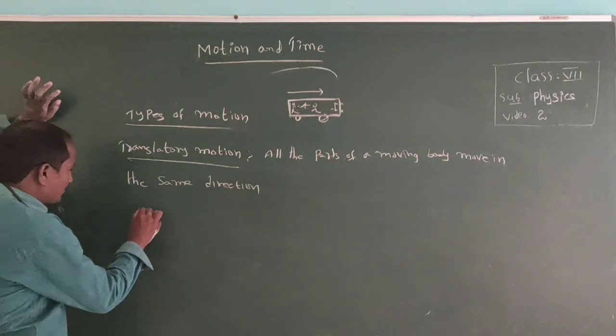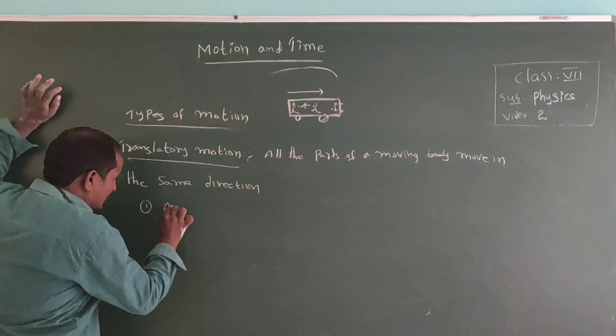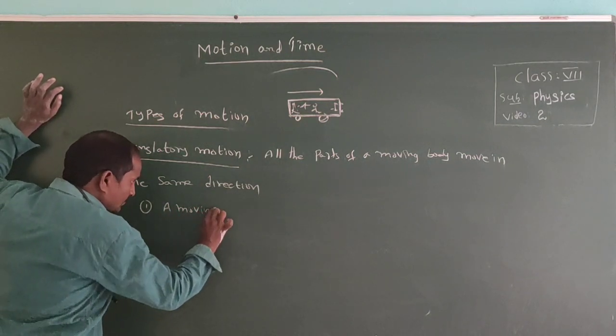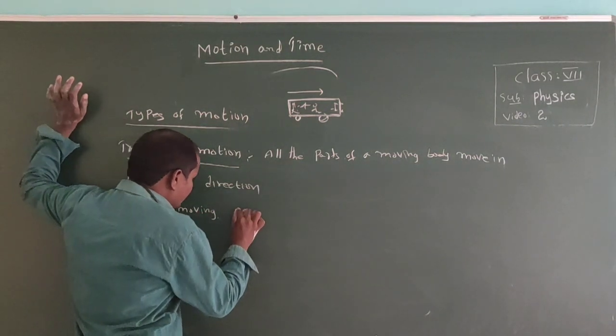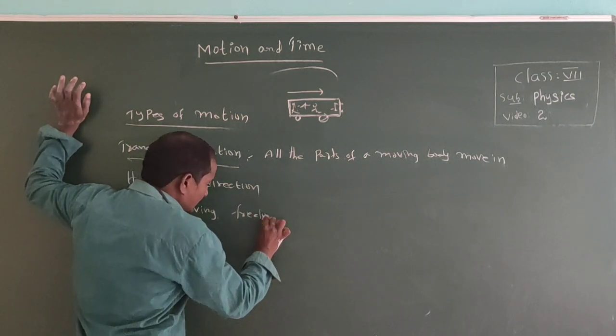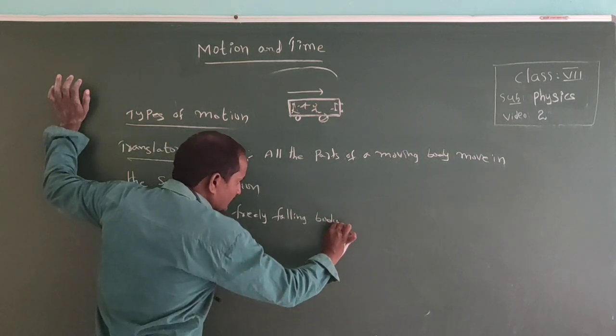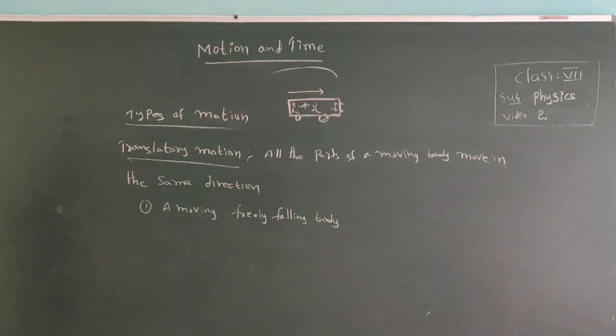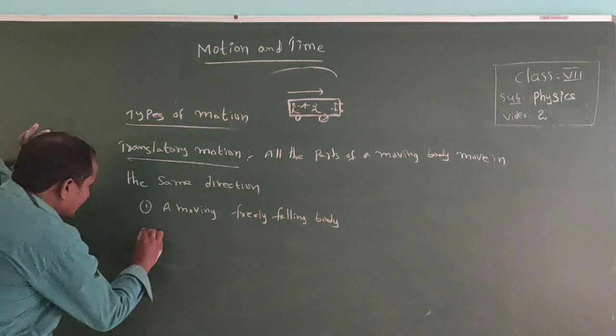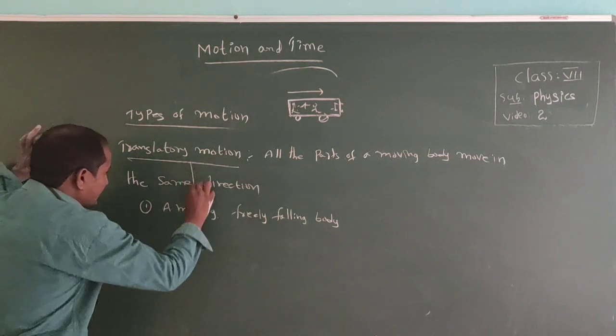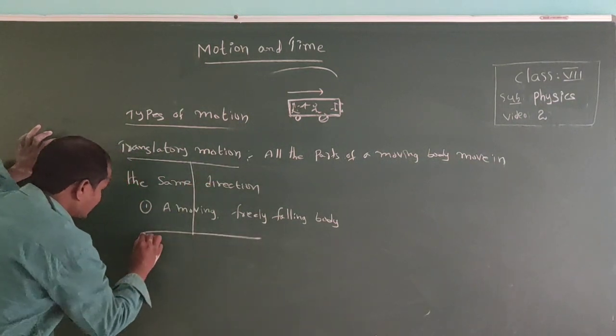For example, a moving car, a free falling body or free fall, a body thrown vertically from a certain height. These are the examples for the translatory motion. Here, translatory motion can be divided into three types.